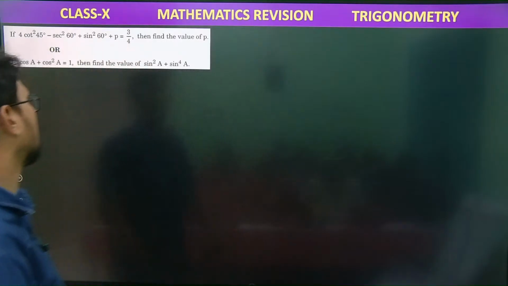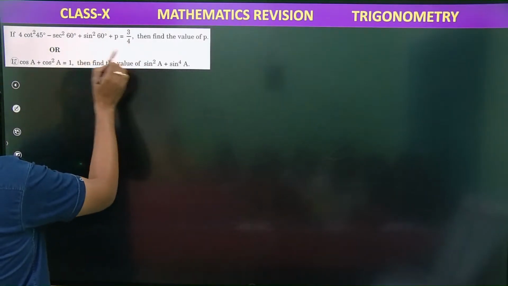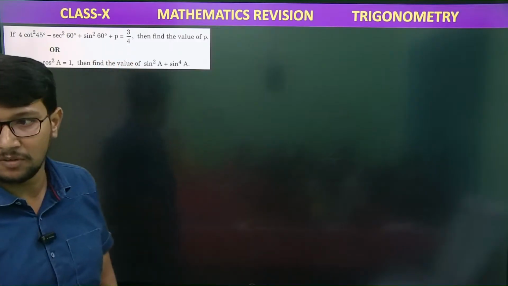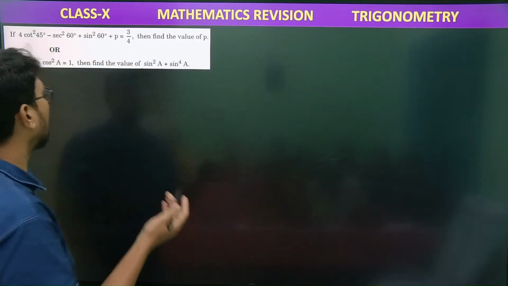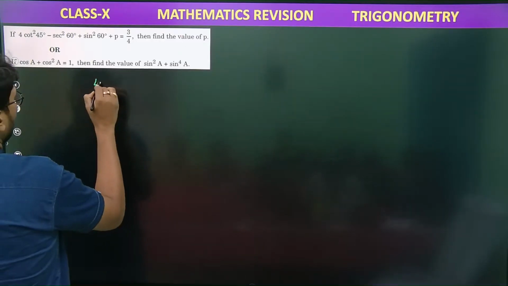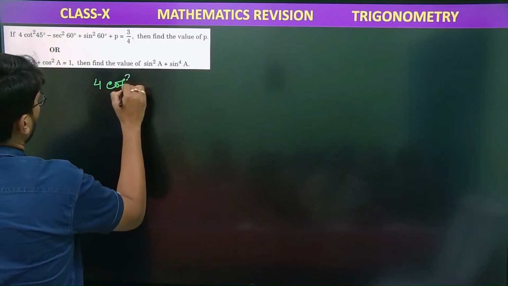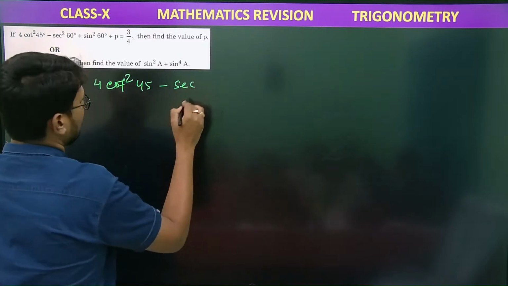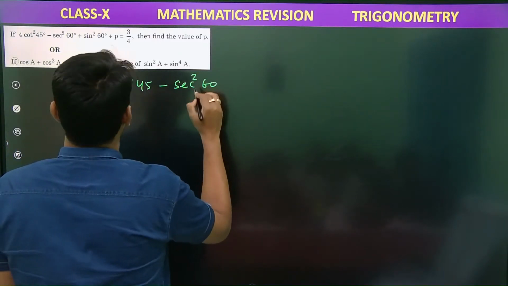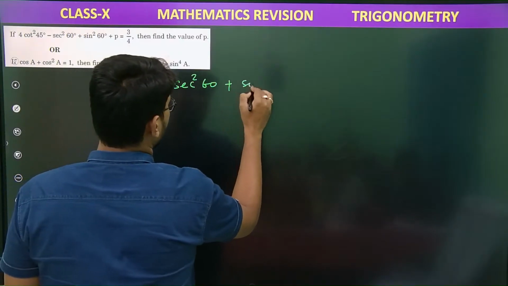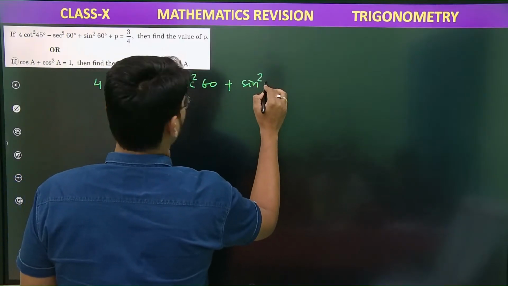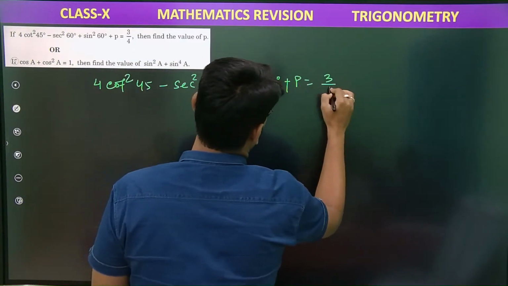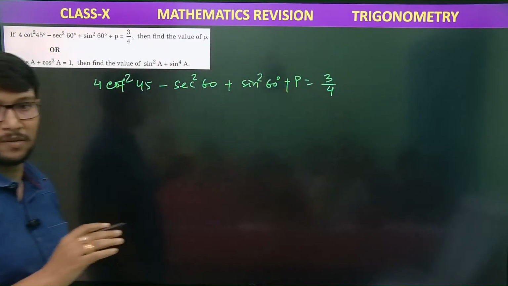Okay. Let us check what the p value is. Let me write the question. This is an equation. From the equation we have to find the p value. So let me write the question: 4 cot square 45 minus sec square 60 plus sine square 60 plus p equals 3 by 4.